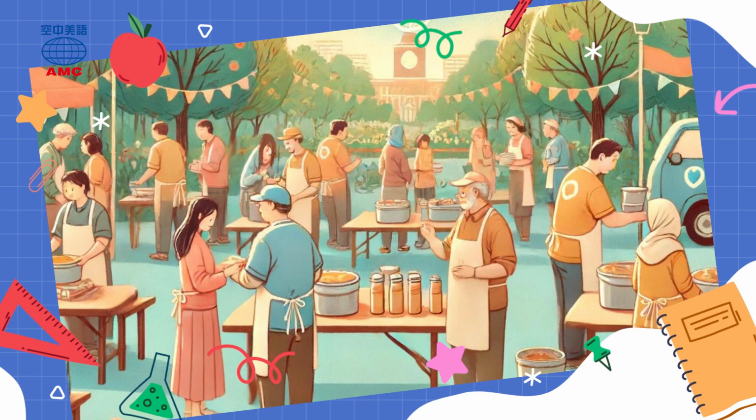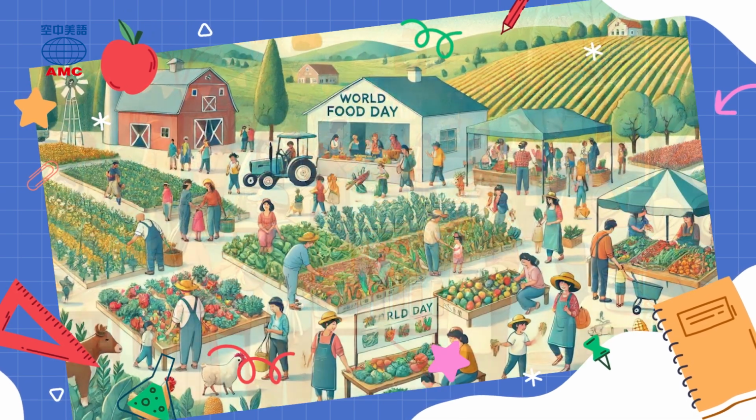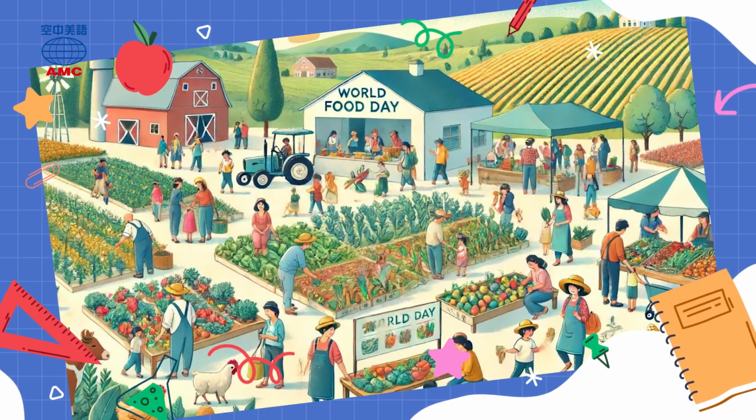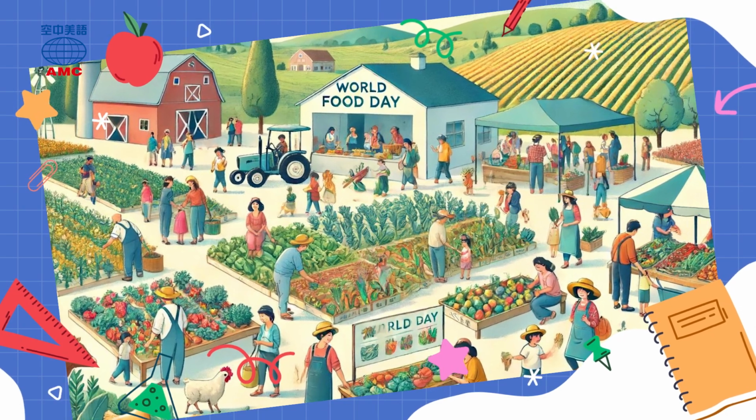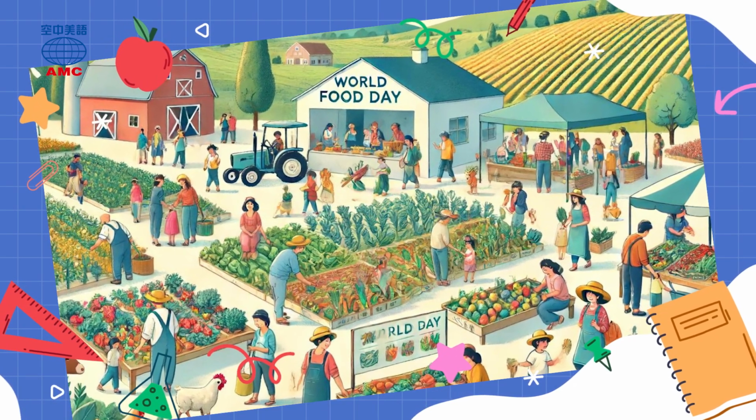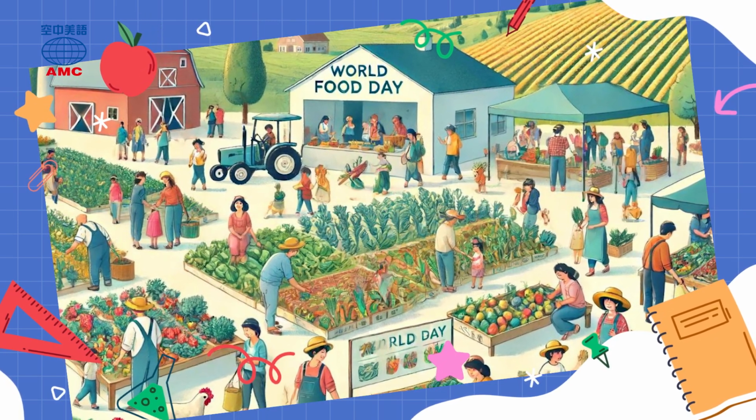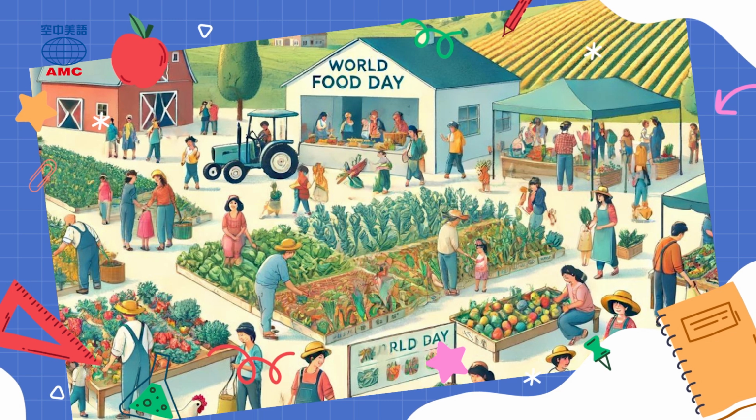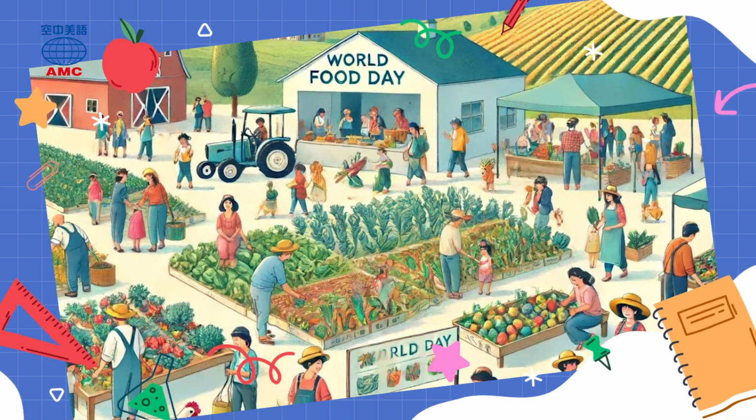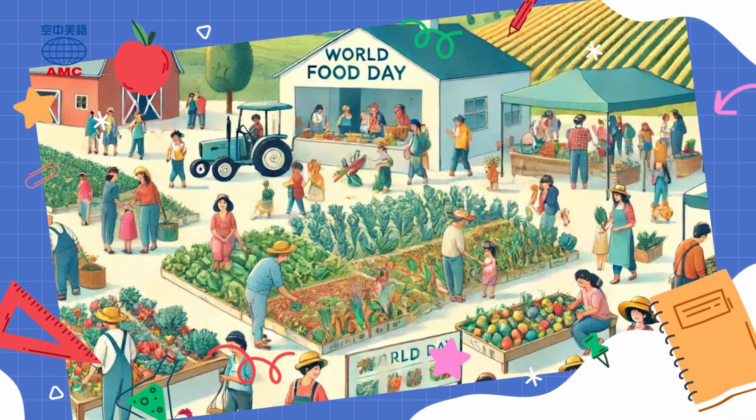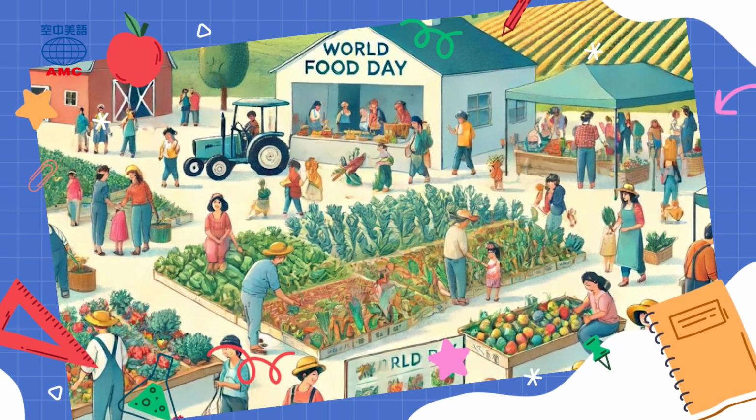4. Attend World Food Day events. Look for local events such as exhibitions or hunger marches. Joining these events shows you care about food issues. By trying these activities, you can be a part of the solution. After all, every small action brings us closer to a world without hunger.